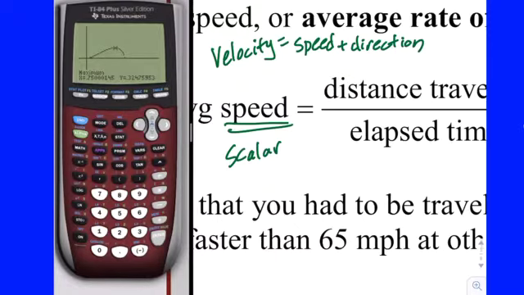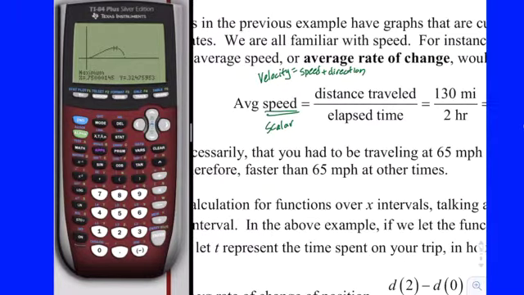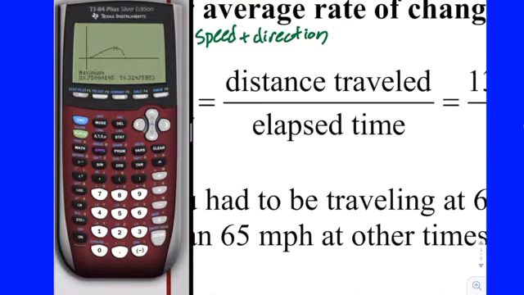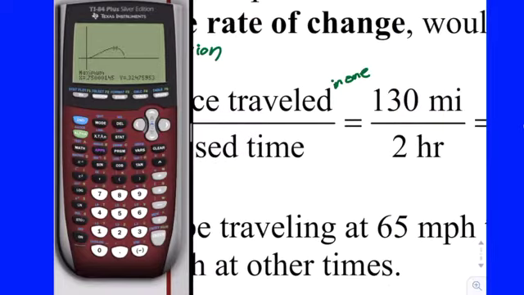But in general, to find the average speed, you take the total distance traveled, which is going to be over the elapsed time. The total distance traveled, I should add something here. It should be the distance traveled in one direction.